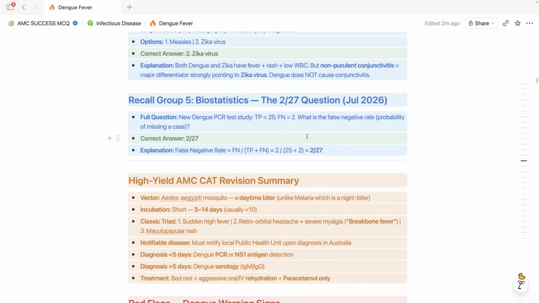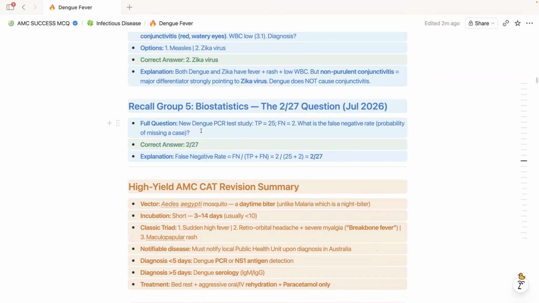The next question is, what is this? Dengue. Okay, so this question came as a statistic, but it includes dengue. That's why it came here. Yes, Dr. Kshana, no cough and coryza. That's why measles is ruled out. New dengue PCR test study, the true positive was 25 and false negative is 2. So it needs a statistic session, but we won't take any statistic session. This came in July, and we solved that, and the answer was 2 by 27. You have to make a table, and then you have to solve it.